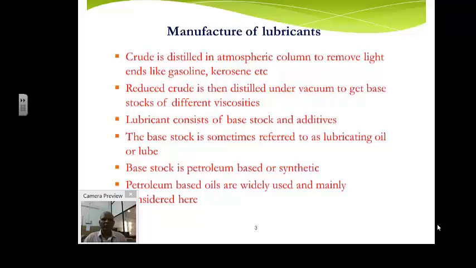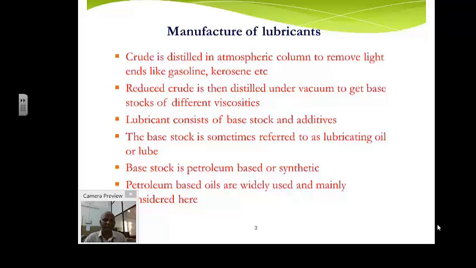Now we move on to the manufacture of lubricants. So basically the mineral oil lubricants are obtained from the petroleum breakdown. Crude is distilled in an atmospheric column to remove light ends like gasoline, kerosene, etc. And then the reduced crude is distilled under vacuum to get base stocks of different viscosities. Base stocks are the essential component of any lubricant. So a lubricant consists of base stocks as well as additives.